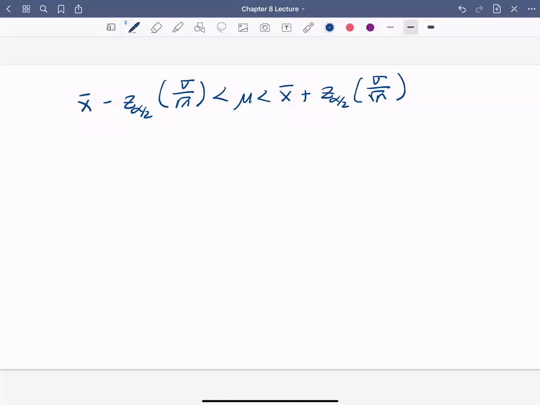So our X bar, our average, was 54 days, so 54. Our Z sub alpha over 2 is what we had for our confidence interval, which was 1.96. Our sigma was 6 days, so we just leave it as 6, divided by the square root of our sample size, which was 50 cars. And then it's almost a repeat, except it is addition.